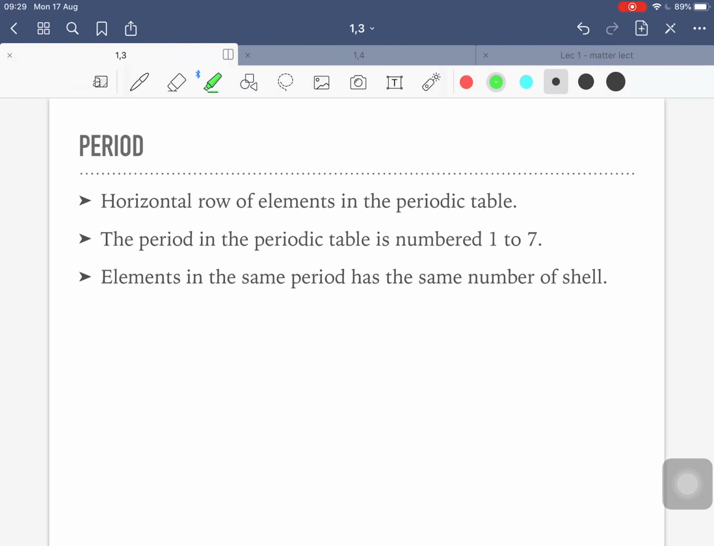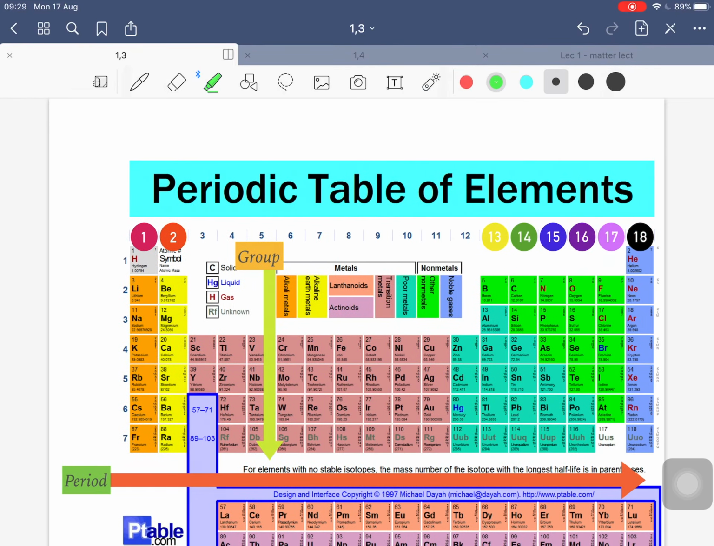Now moving on, period. A period is a horizontal row of elements in the periodic table, and there are 7 in total. Elements in the same period have the same number of shells filled with electrons. Add that into your notes. All right, that's it.